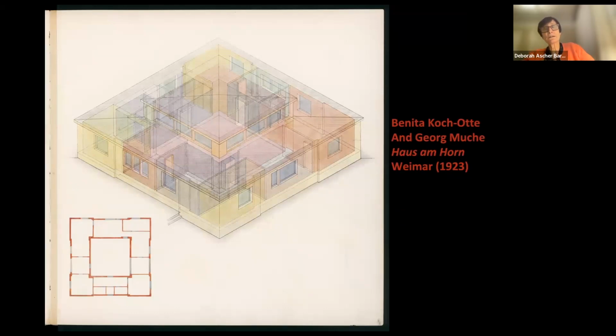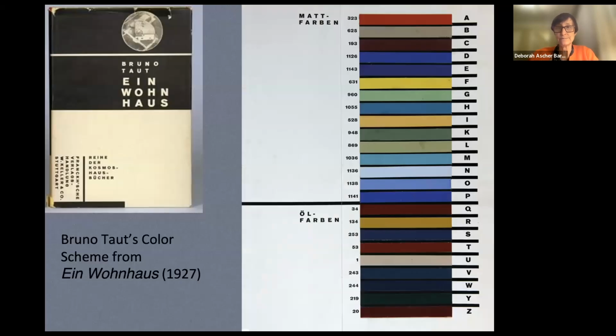One of the first color schemes for the interior of a Neues Bauen house was the axonometric drawing Benita Koch-Otte drew together with Georg Muche in 1923 for the Haus am Horn in Weimar. Koch-Otte's axonometric suggests an ambitious and comprehensive color scheme for the house in which each room is totally painted in a single primary or secondary color to create a three-dimensional color space.